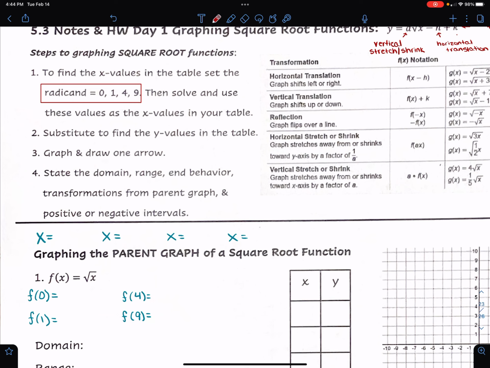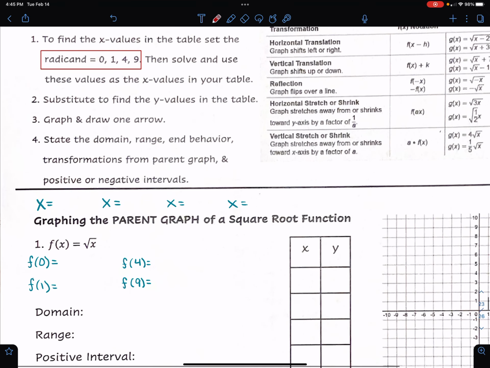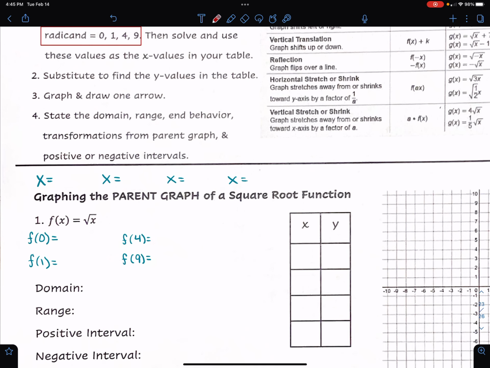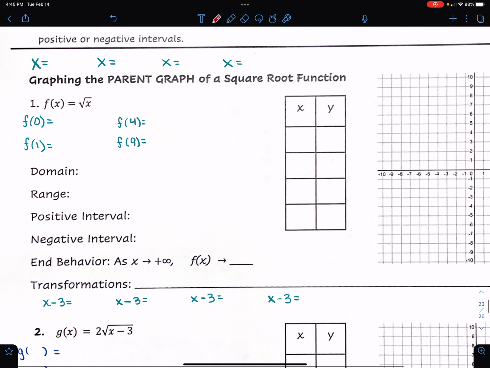Once we solve these values for the x's in our table, we're going to substitute them into the equation to find the y values. Then we are going to graph it and draw one arrow. Then we are going to state the domain, range, and behavior, and any transformations and positive or negative intervals.